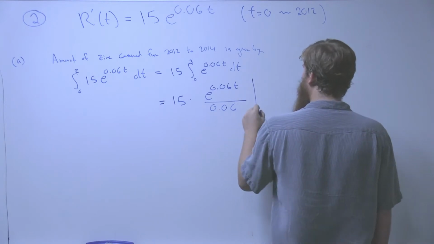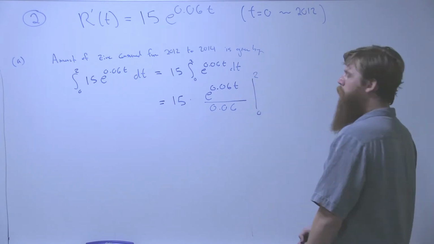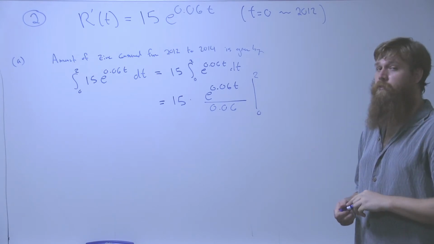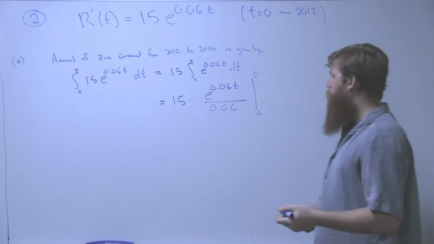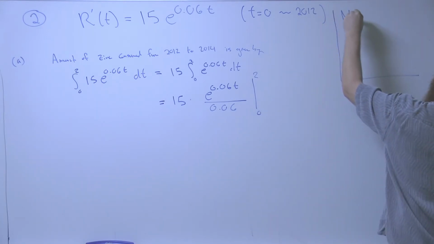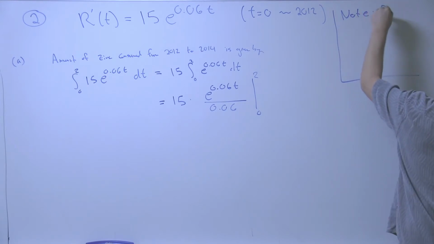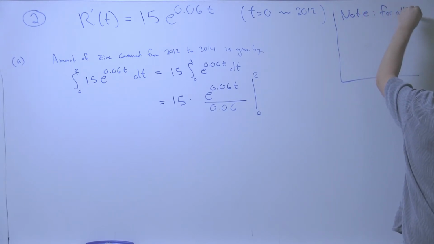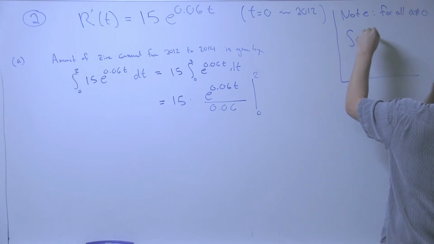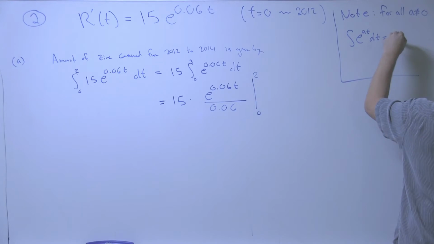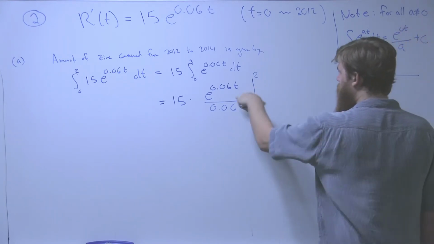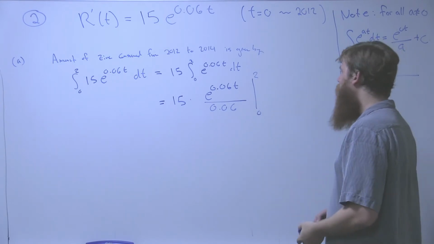And now we need to evaluate this between 0 and 2. I'm omitting the step of substitution because for functions that are this nice, we ought to just know the antiderivatives. So maybe off to the side here I'll make a note. For all a not equal to 0, the antiderivative of e to the at dt is equal to e to the at over a plus c. Okay? I'm not adding a constant here because this is a definite integral.